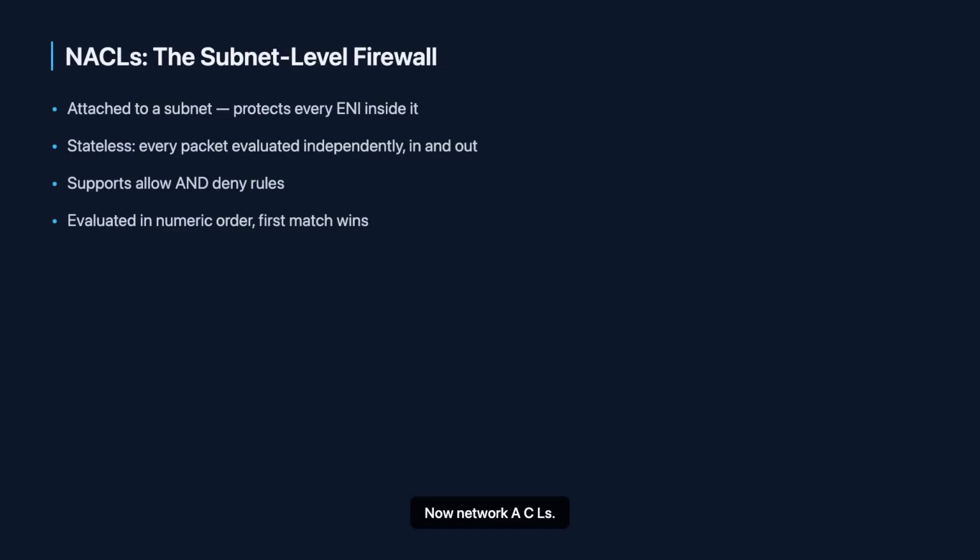Now network ACLs. The network ACL is attached to a subnet, not an instance, so it protects every interface inside that subnet collectively. It's stateless, meaning every packet is evaluated independently in each direction. It supports both allow and deny rules. That's the headline difference from a security group. And rules are evaluated in numeric order, with the first match winning. One subnet has exactly one network ACL attached to it.